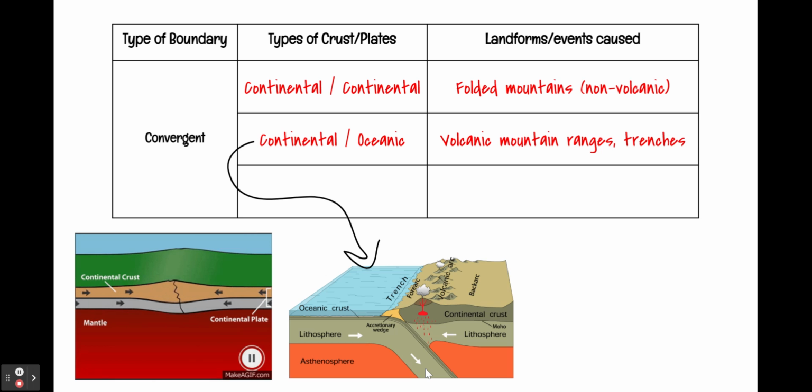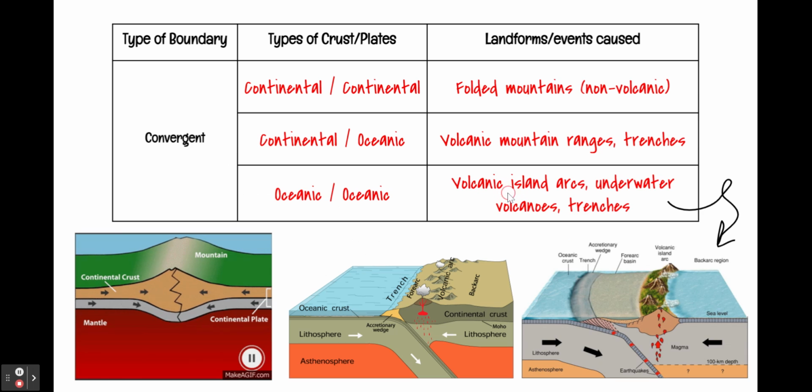The crust will melt, and it'll create a region of really intense pressure that has to be released. It's released in the form of volcanoes. But because this is a continental crust, we'll get volcanoes along the coastline. So mountain ranges that are volcanic and trenches off the coast. Where these two plates meet, it creates a trench, or like a really steep drop off in the ocean.